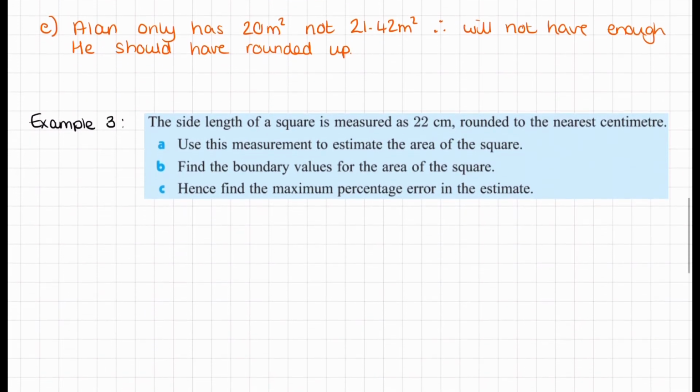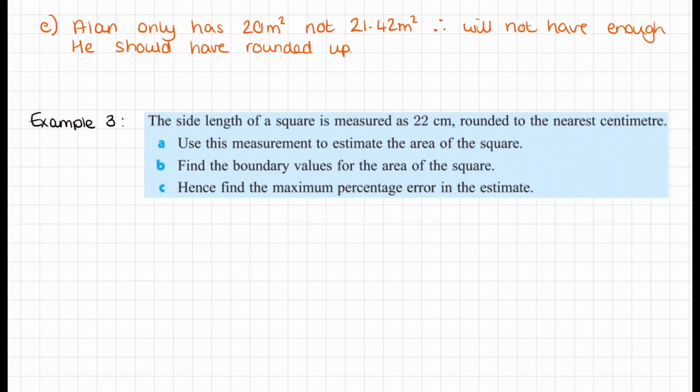Okay, and one more example. The side length of a square is measured as 22 centimetres, rounded to the nearest centimetre. Use this measurement to estimate the area of the square. The area of a square is just side times side, so the area will equal 22 times 22, which is 484 centimetres squared. Make sure you remember your units too.